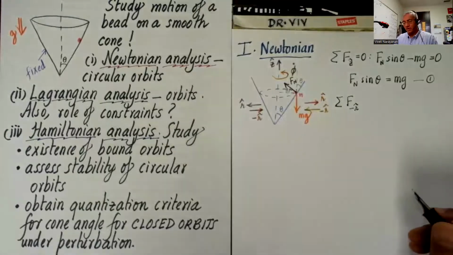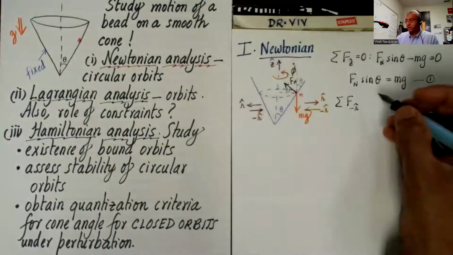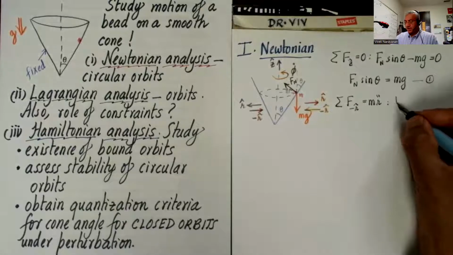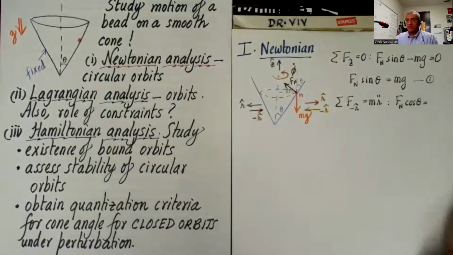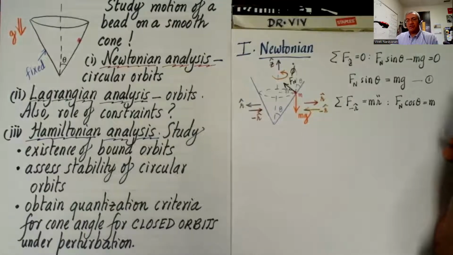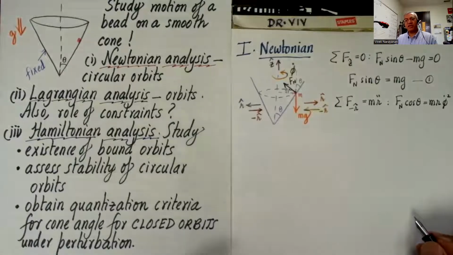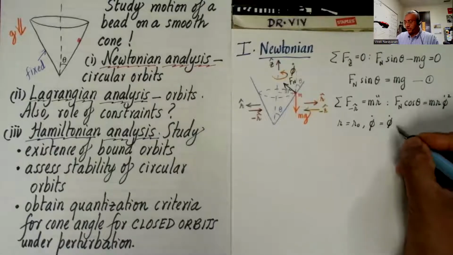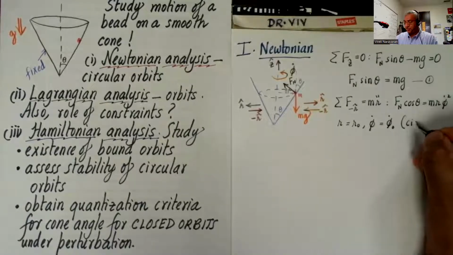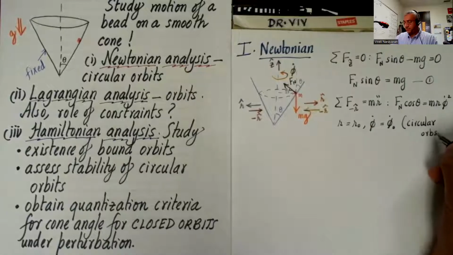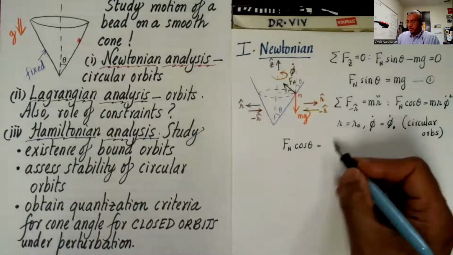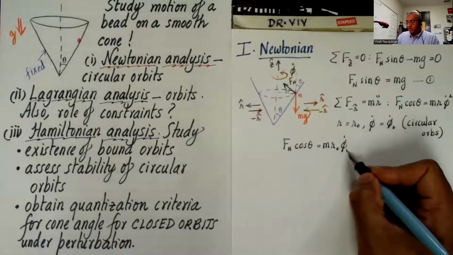The sum of all the forces in the negative r hat direction, which means in this direction where the bead is located, is given by mass times the centripetal acceleration, r double dot. Well, let's see what that gives us. Fn cosine theta is going to be the centripetal acceleration times the mass. The centripetal acceleration is omega squared r. Well, that's just r times phi dot squared. And because I'm in a circular orbit, I'm going to choose r equals r naught, and I'm also going to assume that at a fixed radius, the angular velocity is also constant. These are assumptions for circular orbits. As a result, my second equation becomes Fn cosine theta equals m r naught phi dot naught squared.